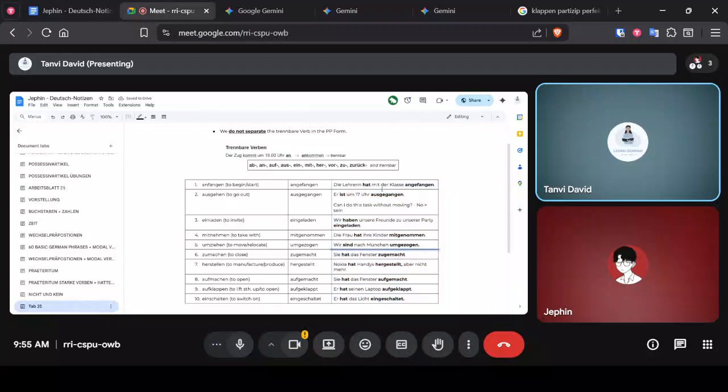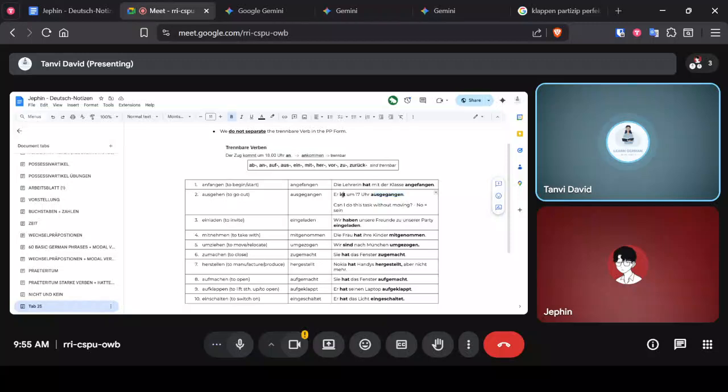So here we have the first one, die Lehrerin hat mit der Klasse angefangen. You'll notice how we are using the helping verb and then we are putting participle perfect at the end. Same logic. We're not changing the logic, we're not changing the rules, and that's why you'll see we're writing participle perfect at the end and the trennbare verb is written together. We're not separating it.